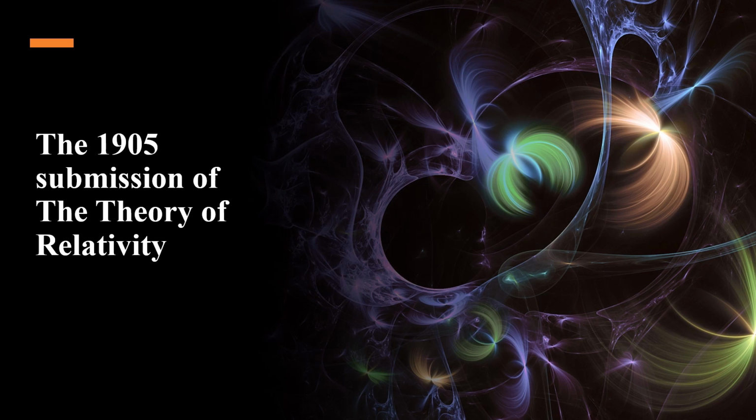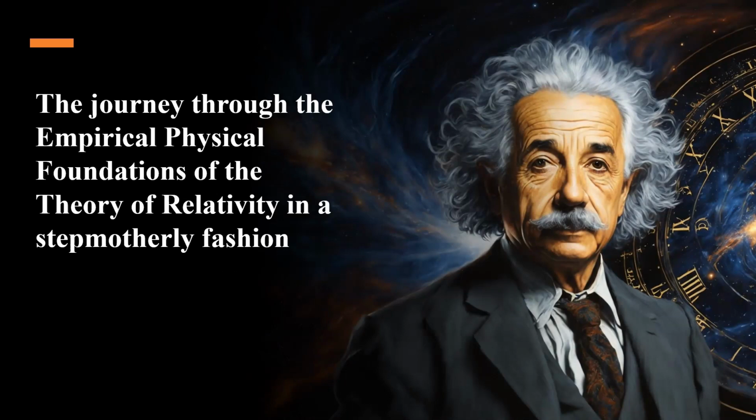With this state of uncertainty, Einstein took it upon himself to closely examine the very foundations of classical mechanics, to consolidate the loose strands of various branches of physics that prevailed prior to his 1905 submission of the theory of relativity. The introduction and words of warning completed, we are now ready to begin the journey through the empirical physical foundations of the theory of relativity in a step-motherly fashion.